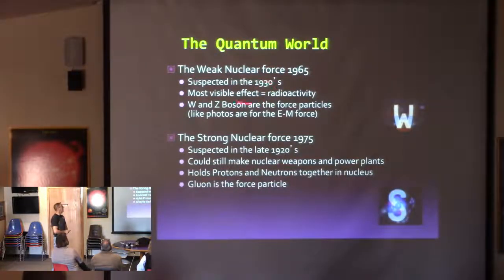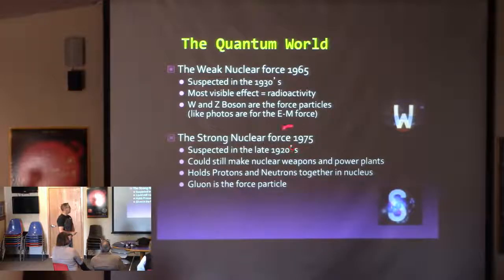much later, suspected in the 30s, but just finally quantified, 1965, the year I was born, was the weak nuclear force. So humanity didn't even know what the weak nuclear force was until I was around. It's pretty crazy. Its most visible effect is radioactivity. Like I said, it can help kick components of the atomic nucleus out. The force particles, like the photon was the force particle of electromagnetism, are the W and Z boson.